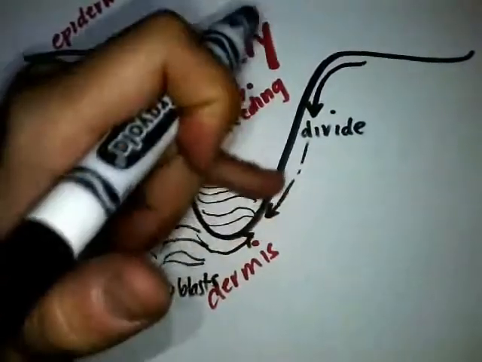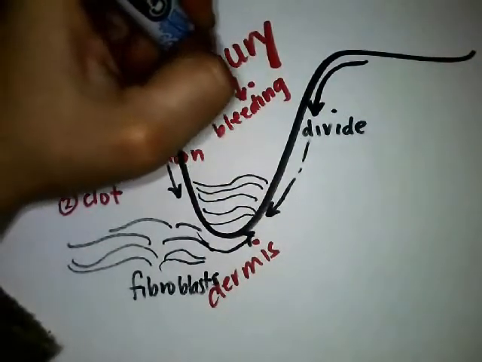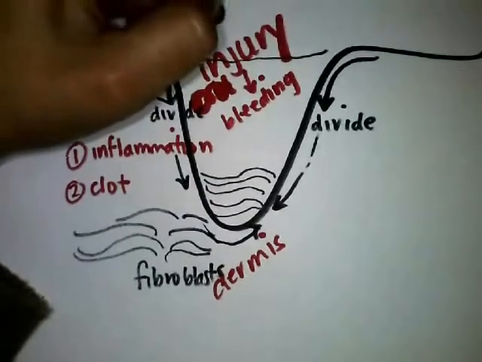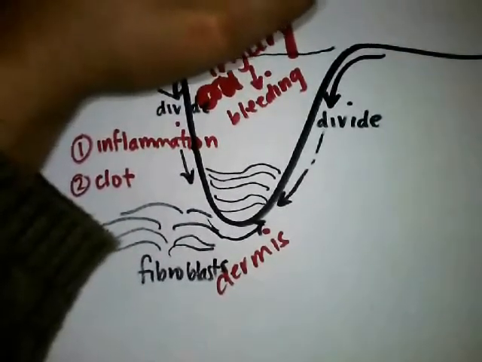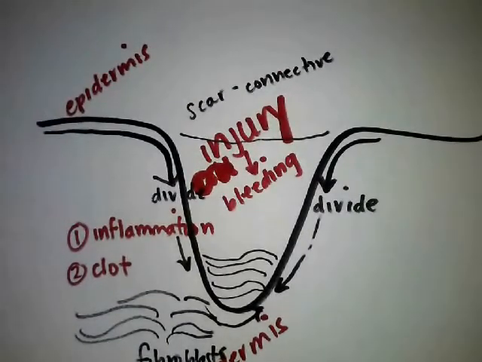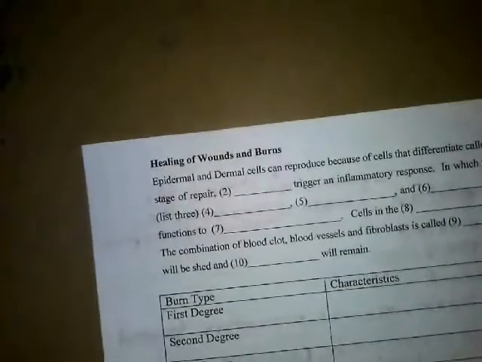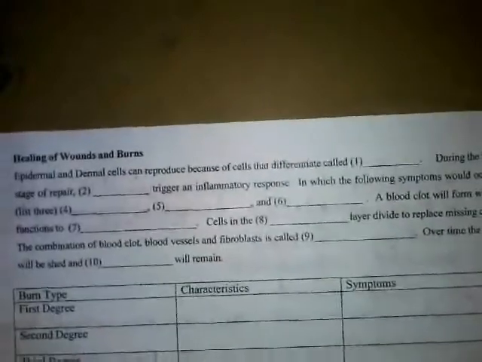Eventually this will scab over. The scab is going to get smaller and smaller, and then you might be left with only a scar, which is connective tissue, depending on the severity of the injury, or you may have epidermal cells that can repair and completely close that injury. So if we look at the healing of wounds, epidermal and dermal cells can reproduce because of cells that differentiate, called stem cells.